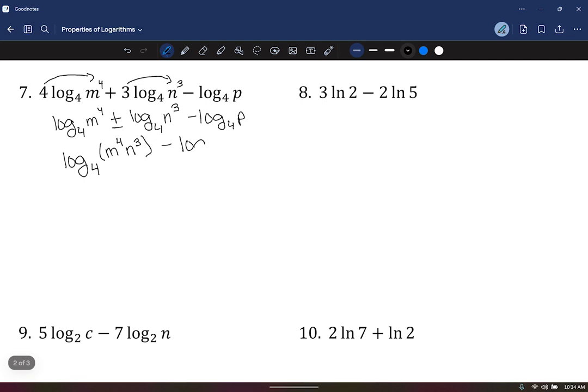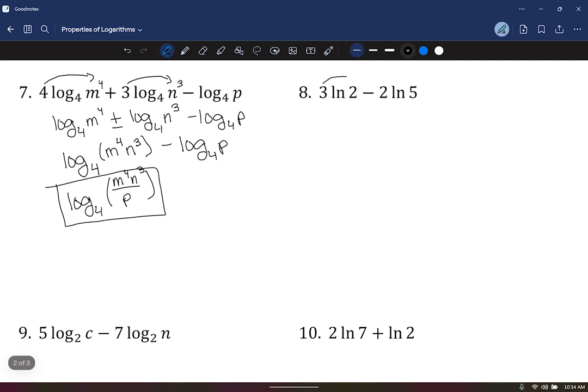And then we have minus log base 4 of p. All right, so now I'm subtracting two logs, which means I should divide their parts. So this will be log base 4 of m to the 4th, n to the 3rd will go on top, and p will go on the bottom.